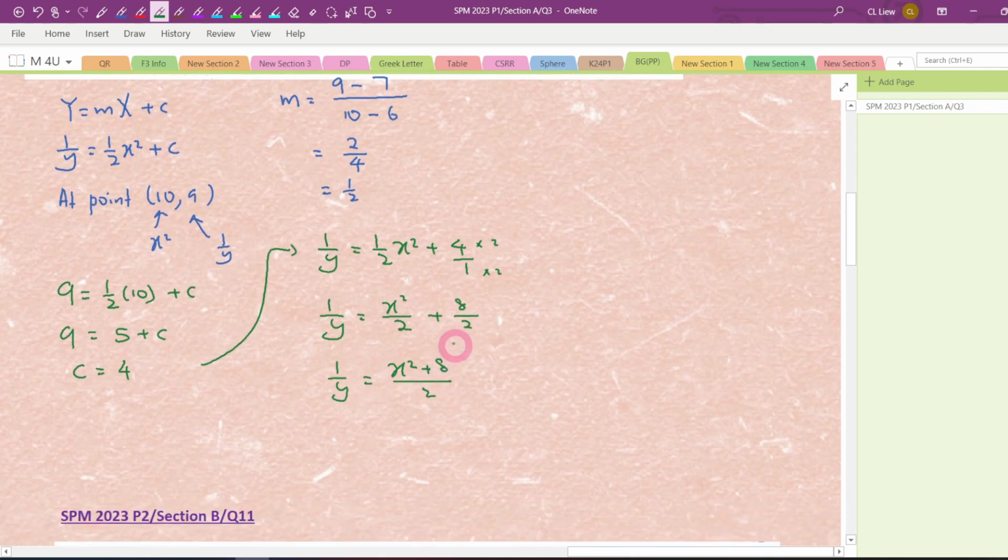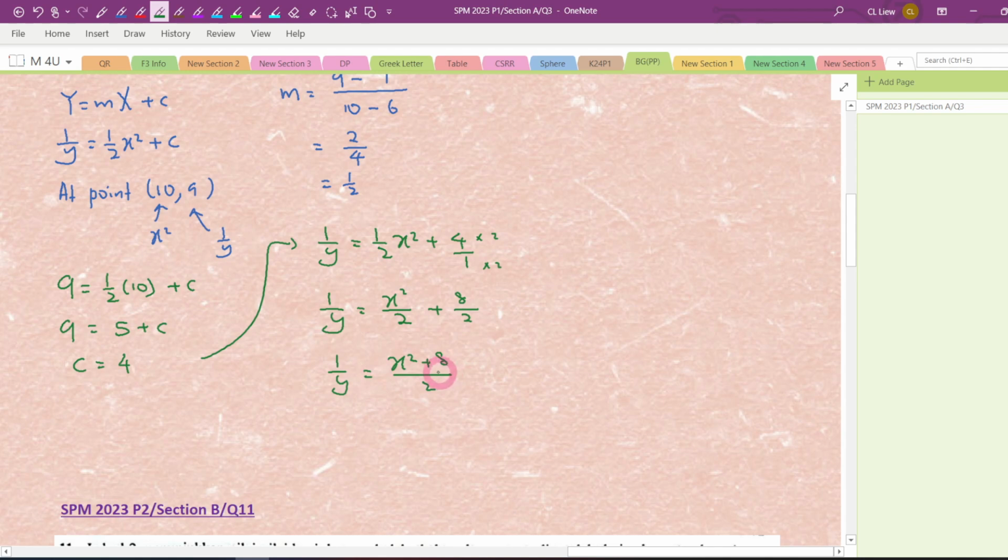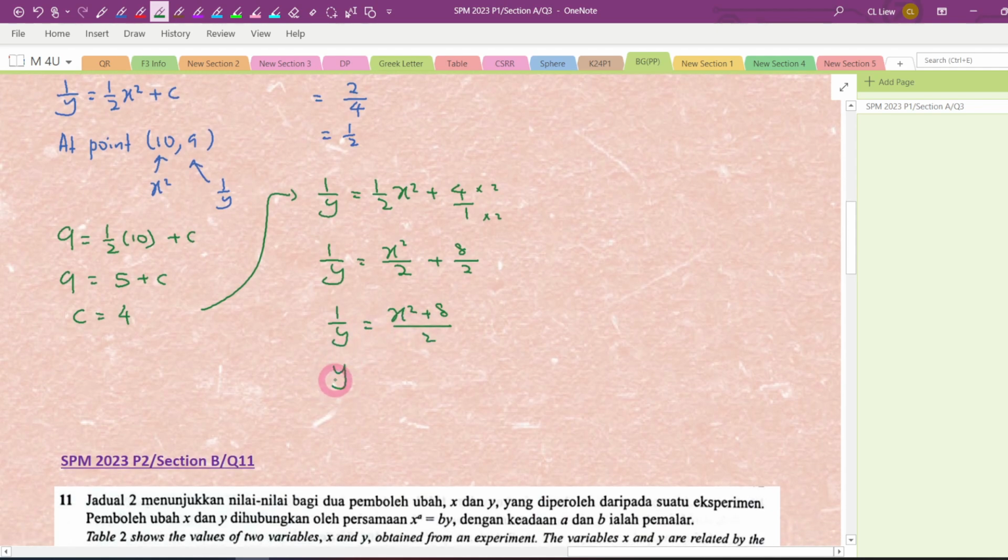Why do I want to combine them together? Because after combining these two fractions together, it becomes one term. Now I can just flip over the numerator and denominator, do the same thing for both sides. So I will get y over 1 equals 2 over x squared plus 8. Y over 1 is actually equal to y, right? So this is our final answer.